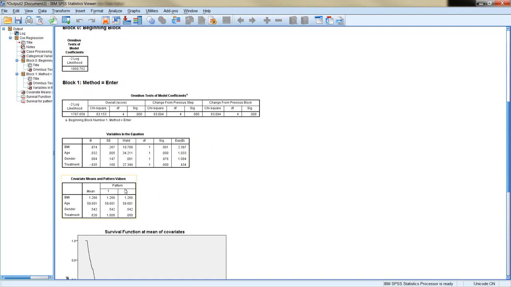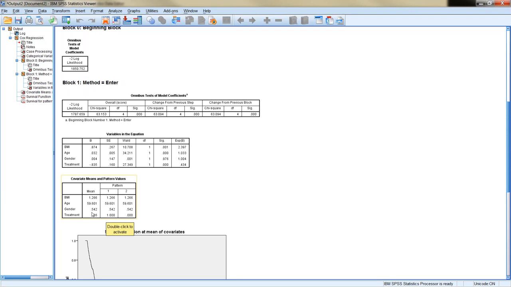We also have these covariate means and pattern values. These are our averages for each of our covariates, and this is the averages for group 1 and the averages for group 2. As you can see, they're kind of similar, which is good. When we look at these graphs down here, it's going to be taking into account everything being mean-centered. So BMI makes sense, 1.27 or so. Age, average age for everybody was about 59 years.